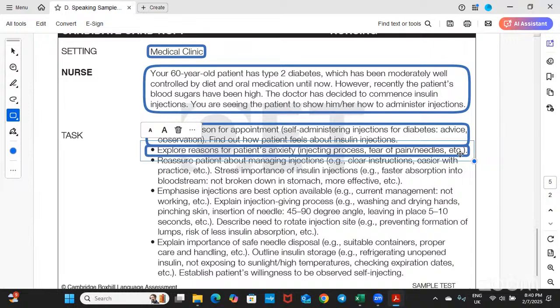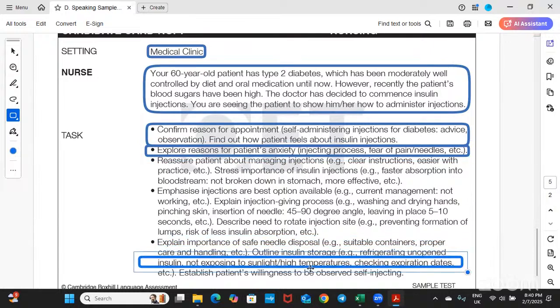Exploring the reasons for the pain. You asked him, how do you feel about self-injecting insulin? So, how do you feel about insulin injections? What do you think about self-injecting insulin? Or what do you consider this transition as?